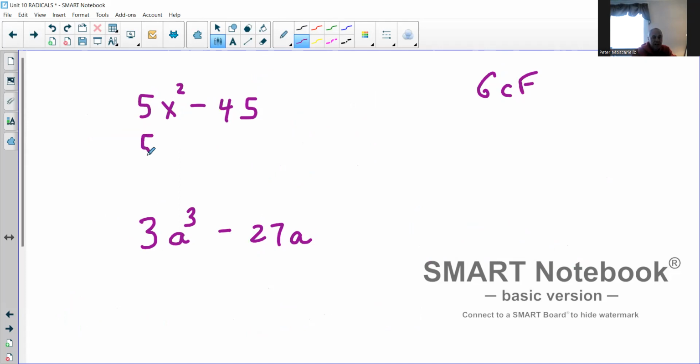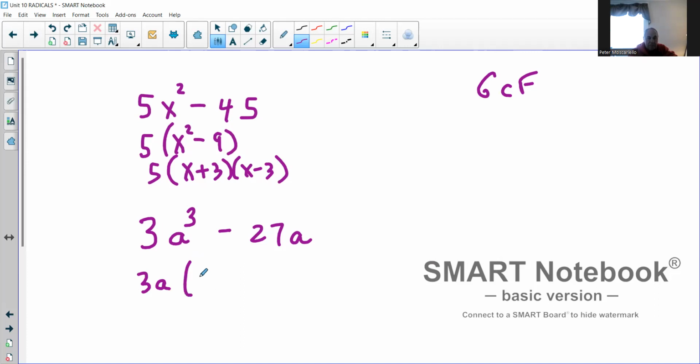So the GCF here is a 5, x squared minus 9. We just saw a minute ago, that's x plus 3, x minus 3. Oh, I'm not very creative. Same thing here. Here we can take out a 3 and also an a, 3a. We're left with a squared minus 9. Again, a plus 3, a minus 3.